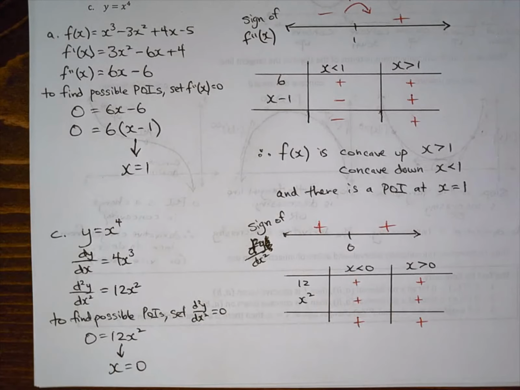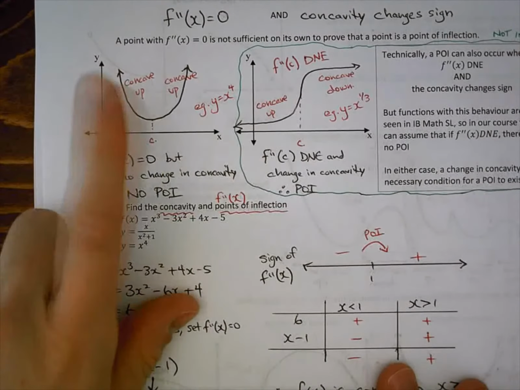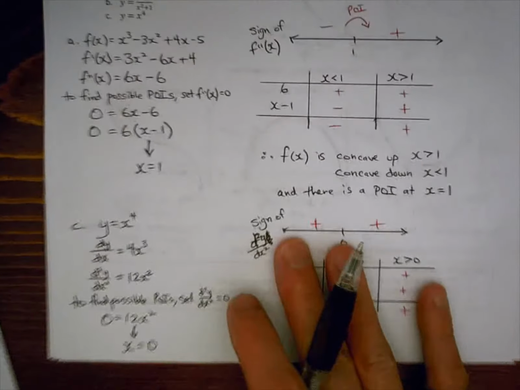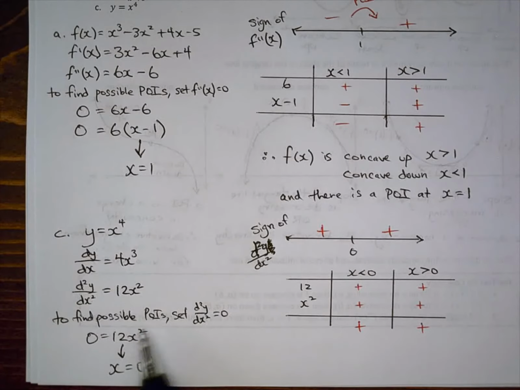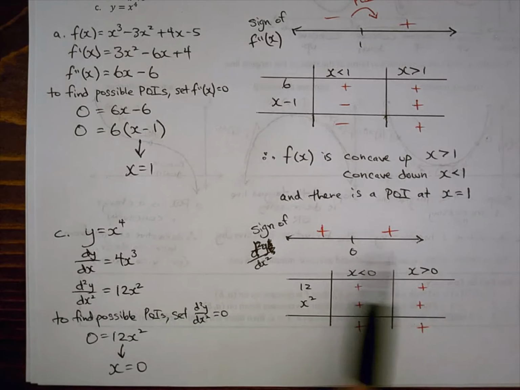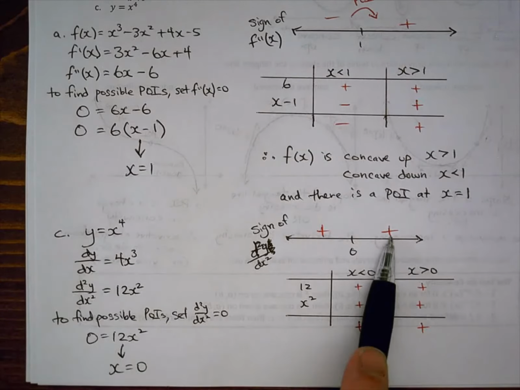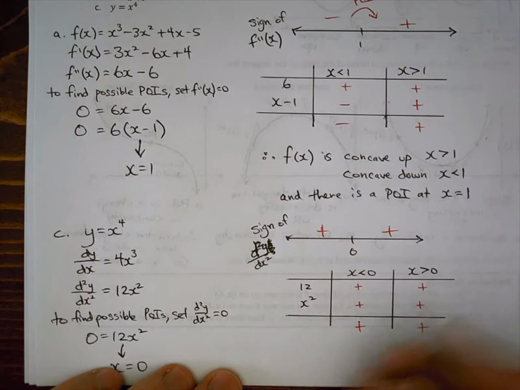So there is this weird case. And this case, remember, is in IB. This is the one that's up here. This is in IB. Just because I have a spot where the second derivative is equal to 0, that doesn't mean it's a POI. I have to also look at concavity. And because the concavity is from positive to positive, therefore, there is no POI.